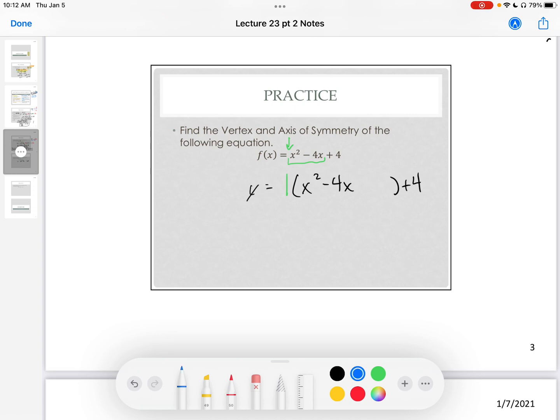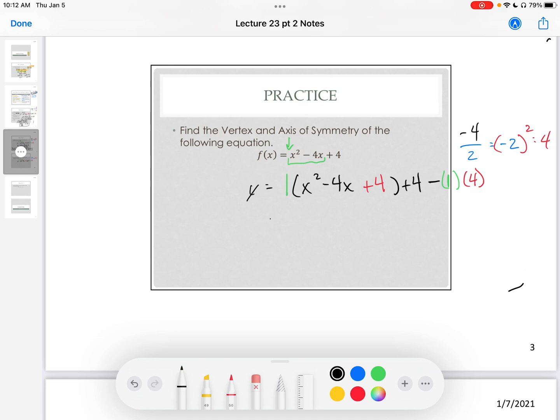All right, now I've got a negative 4 divided by 2, which gives me a negative 2. And then a negative 2 squared gives me a positive 4. So I need to add 4 in there. Okay, since I added 4, that means I now need to subtract a 1 times a 4. Okay.